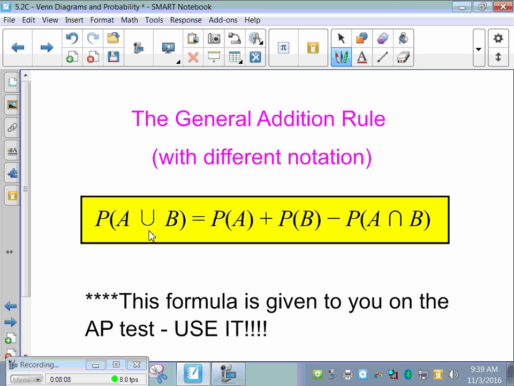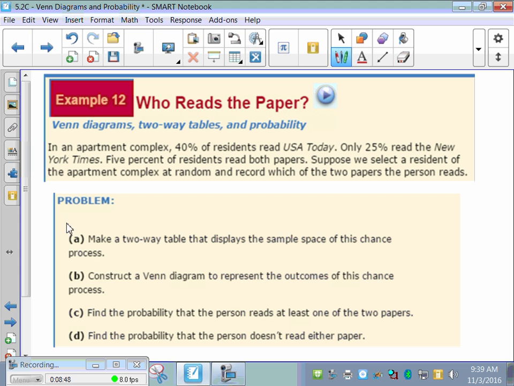Either way, we still have our general addition rule, the same as yesterday, but it's going to look like this on the AP test because now we learned union and intersect. This one means union, which is our or, which means we're adding our probabilities. And this one means intersect, where we subtract out what we double counted. So when you use this formula on your sheet, same thing we did before.